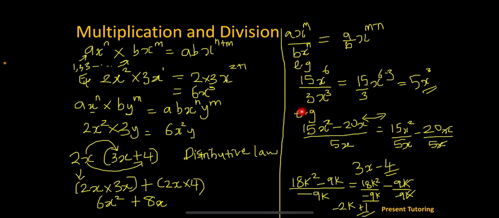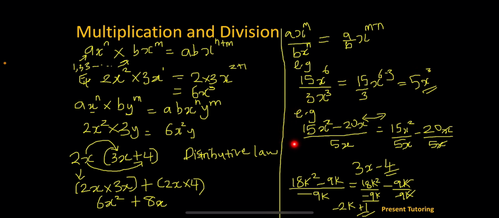An example of this is if I have 15x to the power of 6 divided by 3x to the power of 3, then to get my answer, I will get 15 divided by 3, and then you have x to the power of 6 minus 3. Remember the format we're using. So my answer here will be 5x to the power of 3.